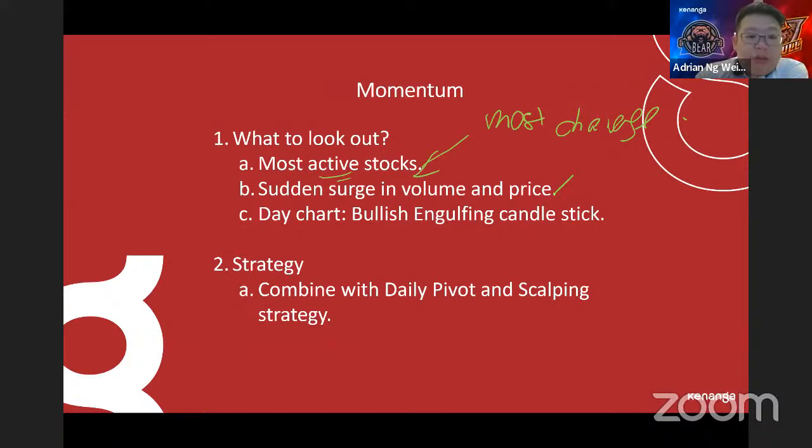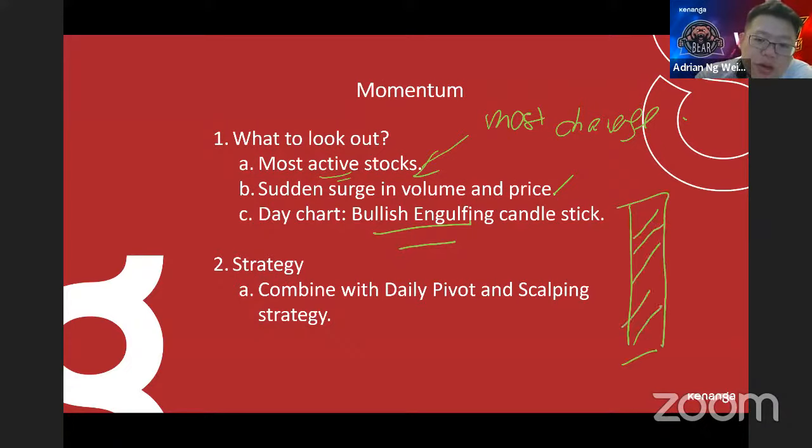And on a day chart, normally there's a bullish engulfing. Bullish engulfing means it's a big candle. Now you know why I use green color, right? Because we all love green candle. But this momentum trading strategy requires a lot of effort to actually look into the market to see what's happening, and you can combine it with a daily pivot and also scalping strategy. So it's not just this alone.